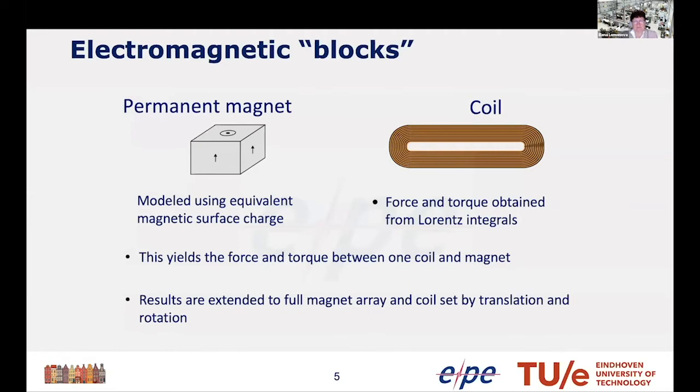The permanent magnets can be modeled by means of equivalent magnetic surface charges, and the behavior of the coil can be predicted by force and torque obtained from the Lorentz integrals. It's amazing, but I'm not talking about finite element analysis. I'm talking about the possible analytical or semi-analytical description of the behavior of these flux sources in complex, high precision systems. Simplification, especially necessary when we are working with open boundary conditions.